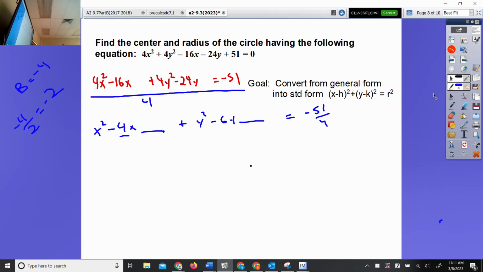You take half of it, then square it. It just says complete the square for both x pieces and y pieces. Square it, you get a 4, and then you add that to both sides. Put a 4 on the left, put a 4 on the right.